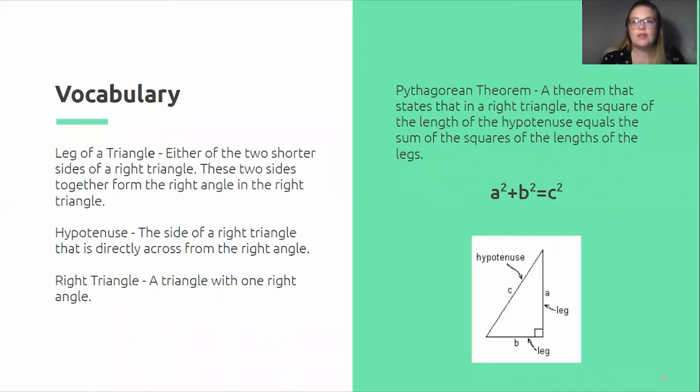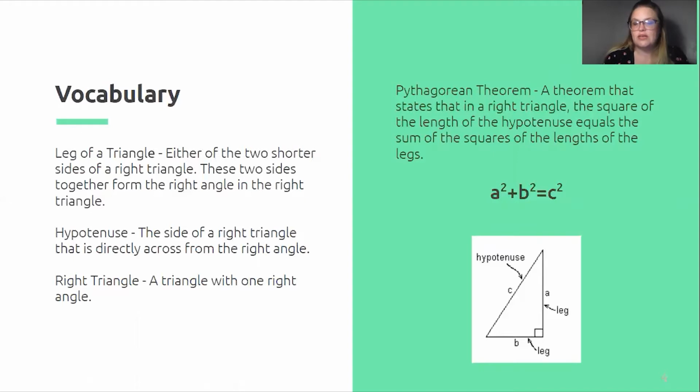Some of the vocabulary that we're going to use are the leg of a triangle, which is either of the two shorter sides of a right triangle. These two sides together form the right angle in a right triangle. A hypotenuse, which is the side of a right triangle that is directly across from the right angle. A right triangle is a triangle with one right angle. And then last, the Pythagorean theorem, a theorem that states that in a right triangle, the square of the length of the hypotenuse equals the sum of the squares of the lengths of the legs.